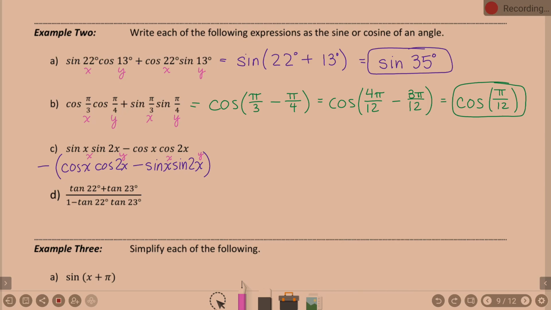Cosine x, cosine 2x means x is basically x and y is 2x. Okay, so let's set this up. I'm going to have the negative out front. We said this is the cosine identity. Cosine of my x and y are x and 2x.